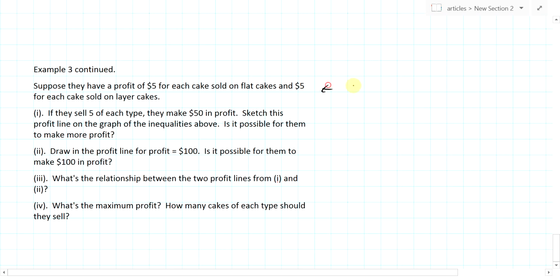And so what is this profit line? Well, the profit function is 5 times x plus 5 times y. Here we're setting profit equal to 50. And so this is the $50 profit line, right? And we can sketch that on the graph of the inequalities above.